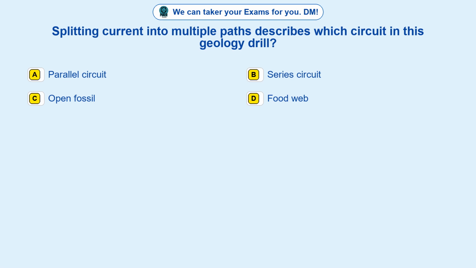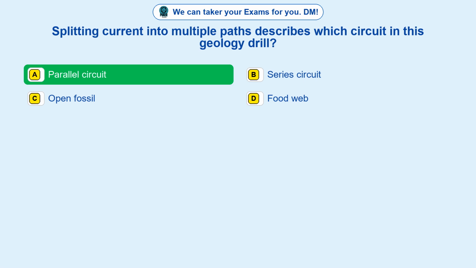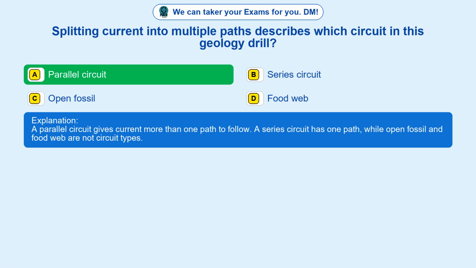Question 72. Splitting current into multiple paths describes which circuit in this geology drill? Option A, parallel circuit. Option B, series circuit. Option C, open fossil. Option D, food web. The correct answer is option A. Parallel circuit. A parallel circuit gives current more than one path to follow. A series circuit has one path, while open fossil and food web are not circuit types.